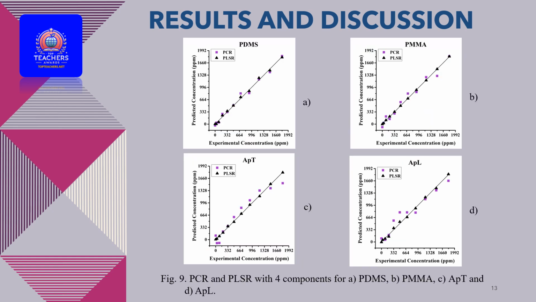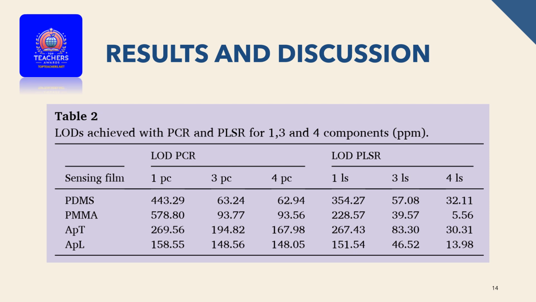The same comparison was also performed with PCR and PLSR using four components. For these regressions, PLSR is even closer to the experimental data compared to the case of PCR, and the difference between both models is also more evident for all the sensors. In table 2, the LODs achieved with PCR and PLSR for 1, 3, and 4 components are shown.